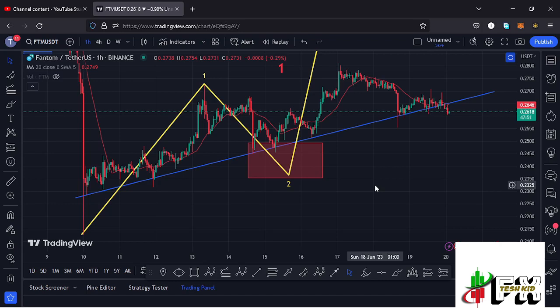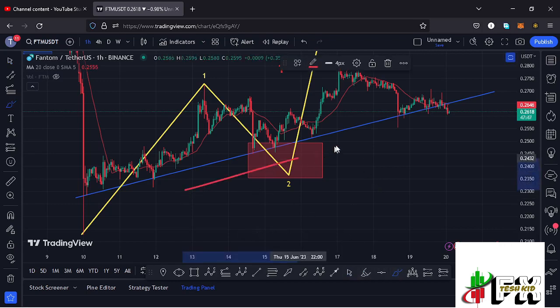And at the time of this recording, you can see that Fantom is holding below our ascending trend line that we had been trading above in the previous few days. And you can see that we are also holding below the 20-day MA here on the 1 hour chart, which is also acting as a resistance.